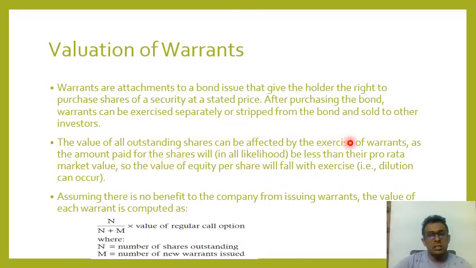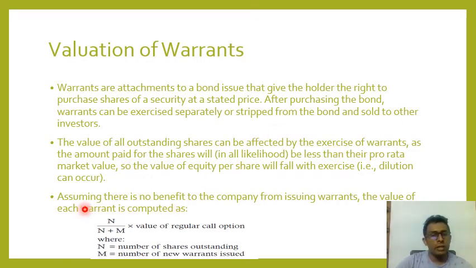The outstanding shares are affected by the exercise of the warrant. This is another point, because whenever the warrant gets exercised, the amount paid for the shares will be less than the pro rata market value. So the value of equity shares will fall with exercise. Since the warrant is given at maybe 65 and the shares are trading at 100, it will be lesser than the market price. So when 65 rupees per warrant comes into the company, with the total number of shares increasing, the value of equity per share decreases.